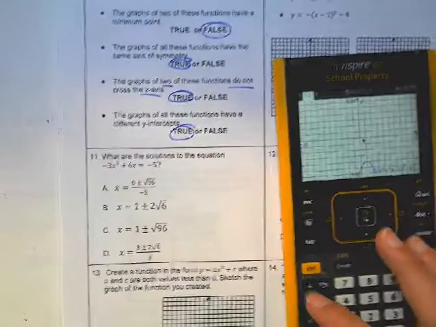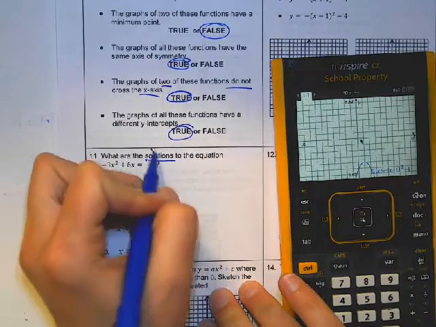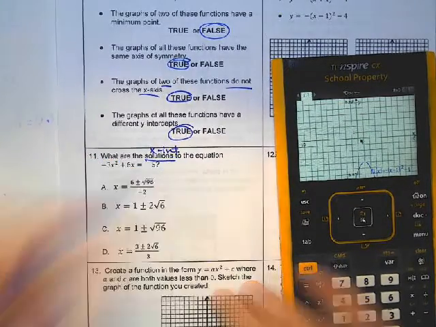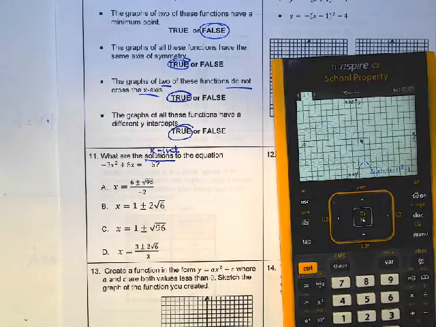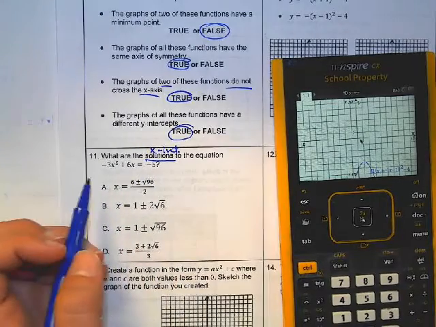Number 11. What are the solutions to the equation? Okay, what do solutions mean? X-intercept. Okay, so I'm looking for the x-intercepts. Well, in order to do that, I have to graph. Can I graph this equation how it looks? No, what do I need to do?